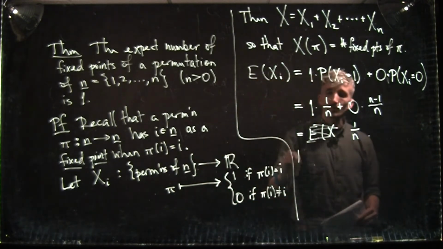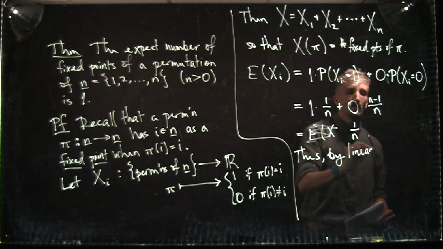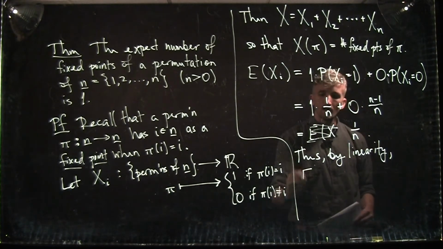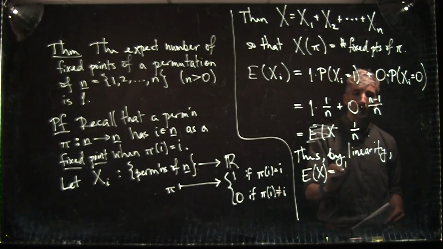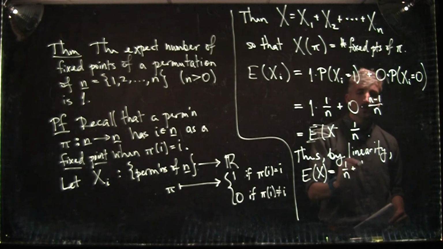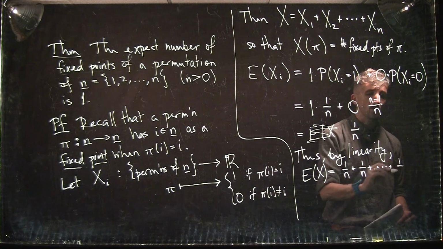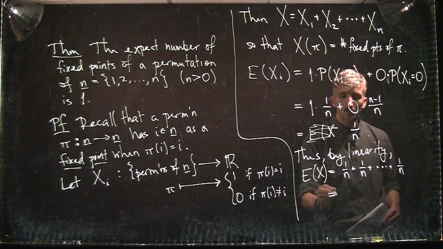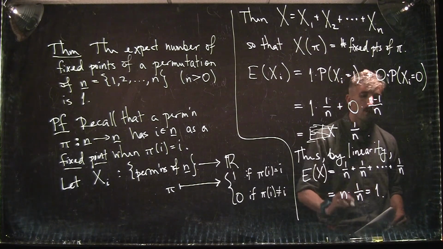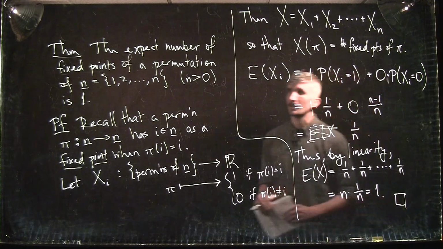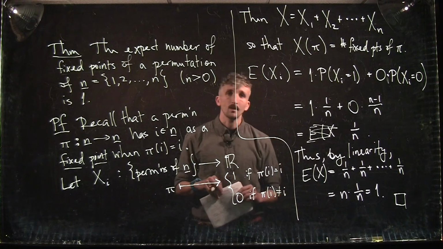Okay, thus, by linearity, the expectation of x, the random variable we're interested in, is the expectation of x1 plus the expectation of x2 plus etc. through the expectation of xn. And we see that this is simply n times 1 over n, which is equal to 1. So we've proven our theorem. We expect to have one fixed point in our permutation.